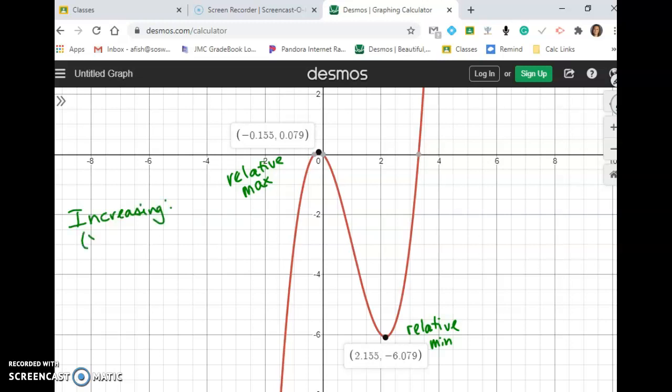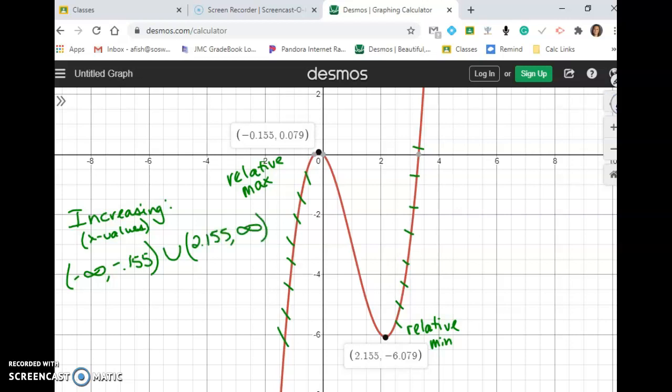We're only dealing with the x values when we're dealing with increasing and decreasing. So it's increasing from negative infinity to negative 0.155. We're not going to include this point. The reason why is because you are neither increasing nor decreasing at that point. You're at the top of the hill. You can't include it. So that's here where we're increasing. We are also increasing when we're going back up to the top there. So that is going to be from 2.155 to positive infinity.